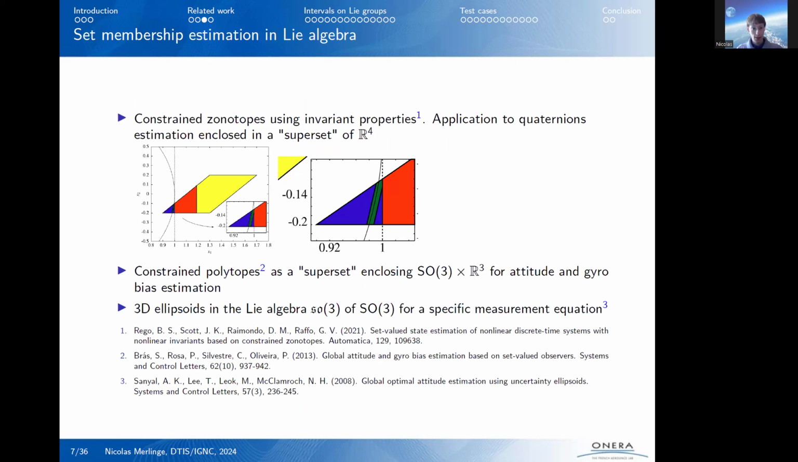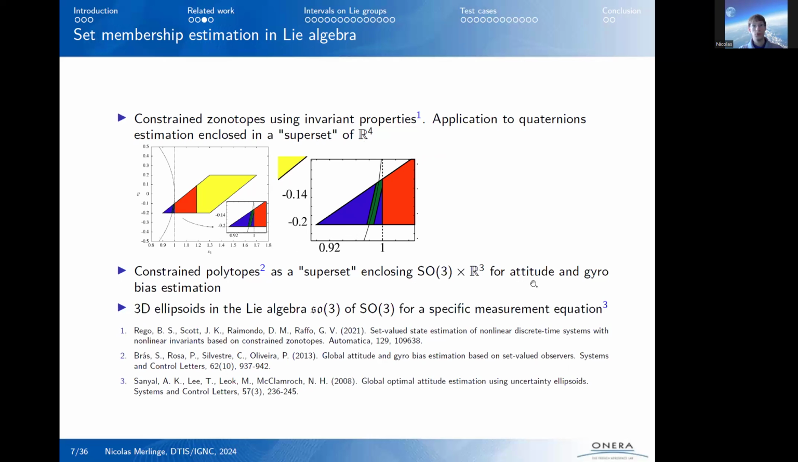And more generally, in the set membership estimation area in Lie groups, there are several works that were proposed. The first 2 points are different kinds of polytopes or zonotopes that will enclose some manifold elements in a superset. For example, with quaternions solved in a 4D space, similarly as previously, but here with zonotopes.